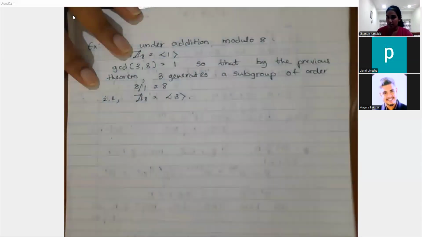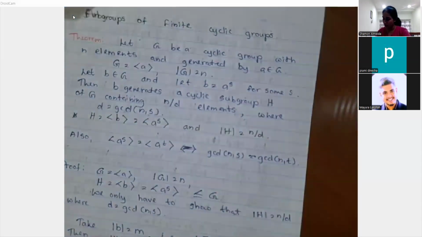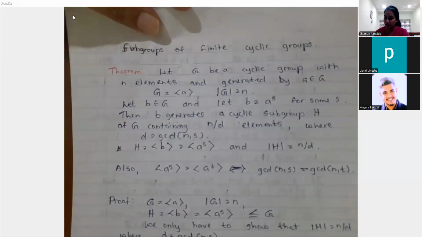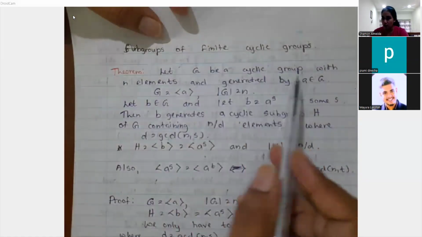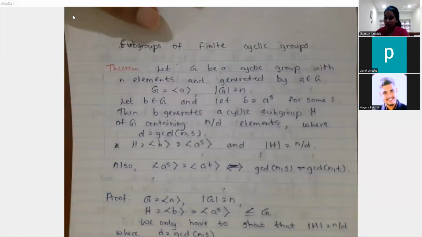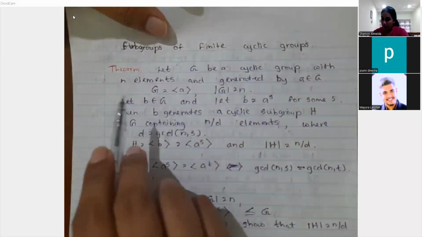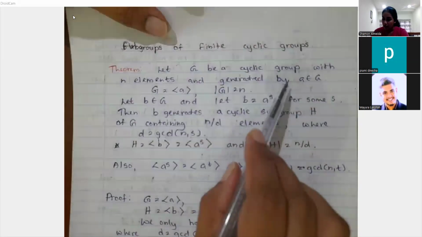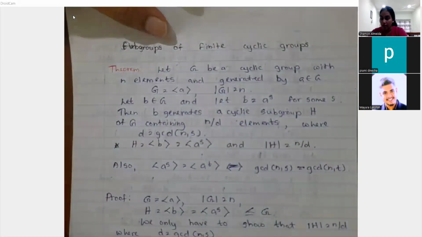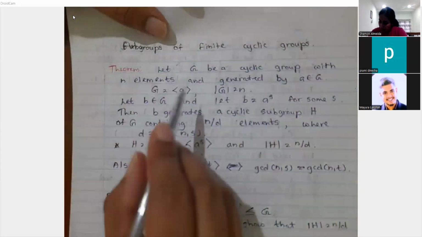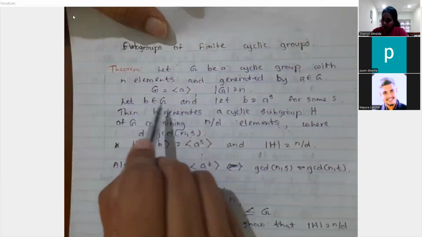Is it clear to you? I'm simply referring to this theorem. If we go over the statement once again, G is a cyclic group. So we have taken an example of a cyclic group, Z8, with n elements. So in Z8, we have 8 elements. We can pick any generator, so we are going with the easiest one, which is 1. 1 generates Z8, and the number of elements in it is 8. Let B be any element in G.